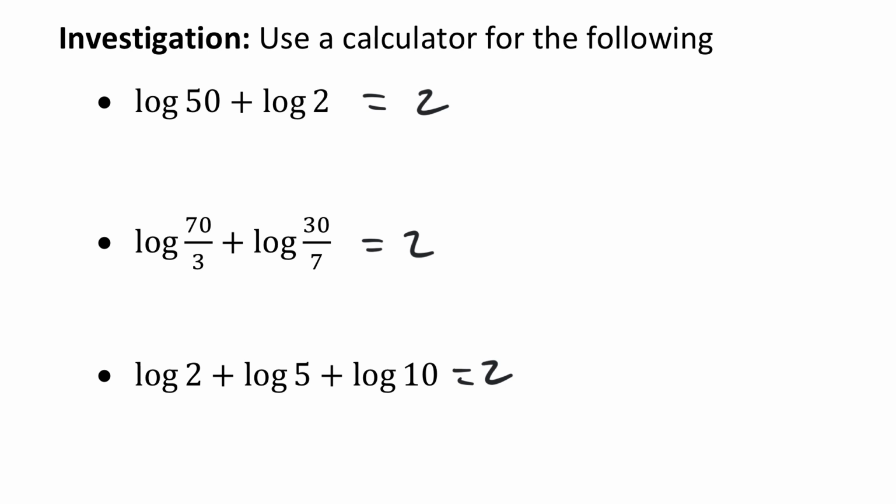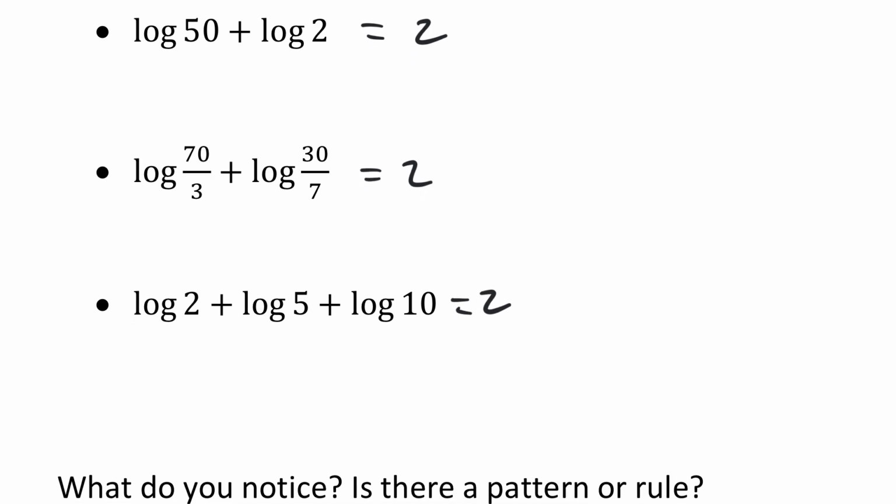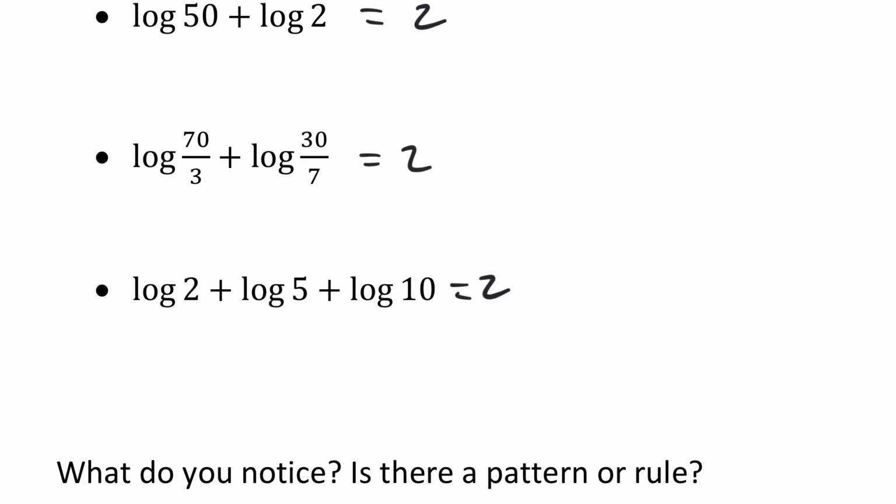It's almost like there's some kind of 2 rule going on here. Every answer just gives me 2. Now, what do you notice? Is there a pattern? I mean, I know they're all plus, but this one has 2 terms, this has 2, this has 3. This one has whole numbers, this one has fractions. Somehow all of these are giving us 2, but why? And why 2? I'd encourage you to pause the video and see if you see any pattern, any rule.